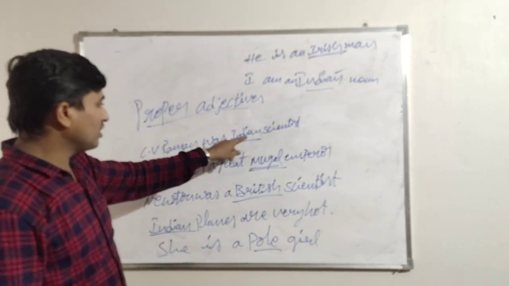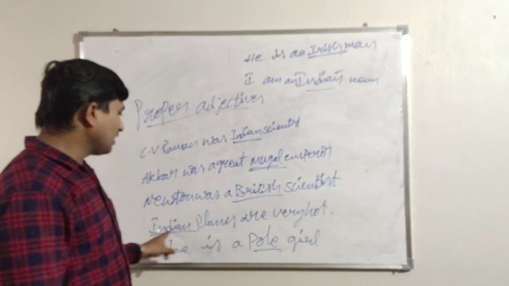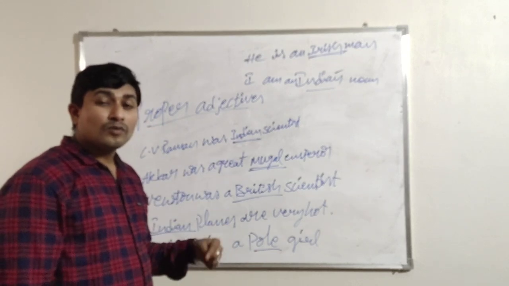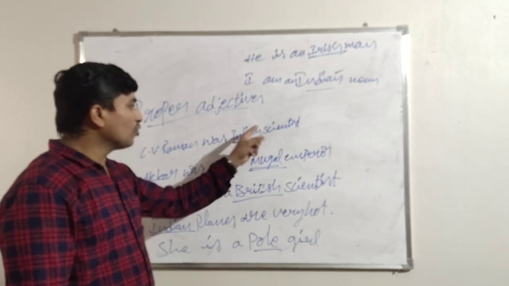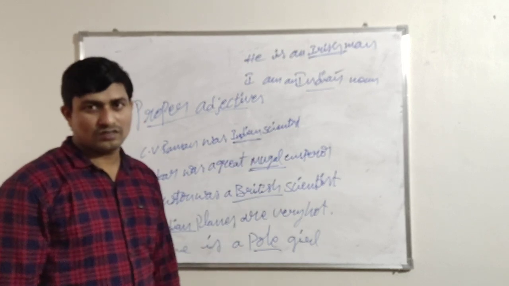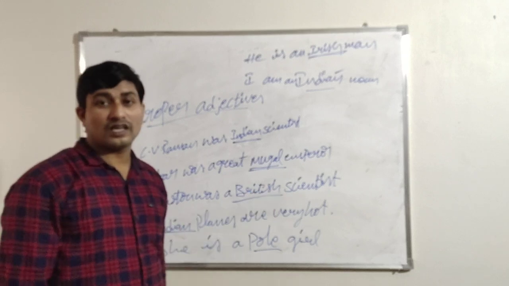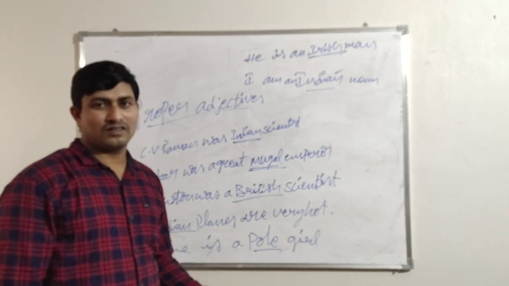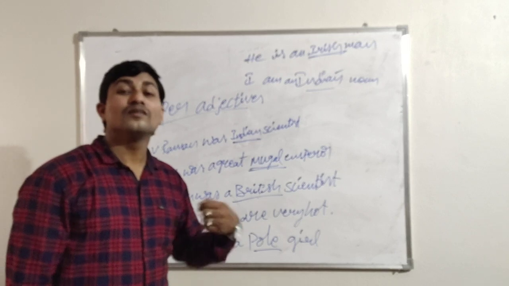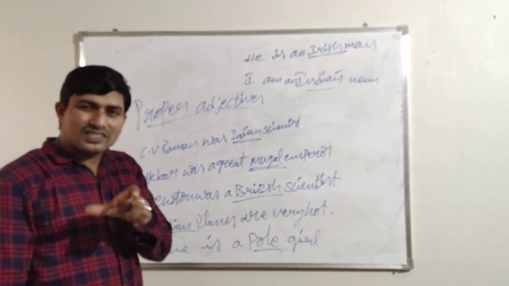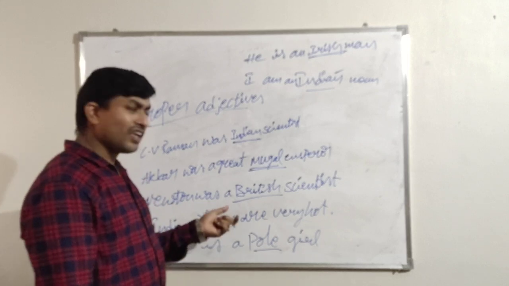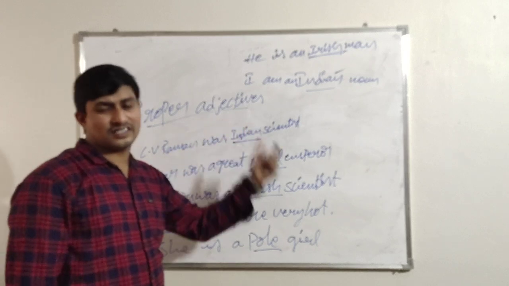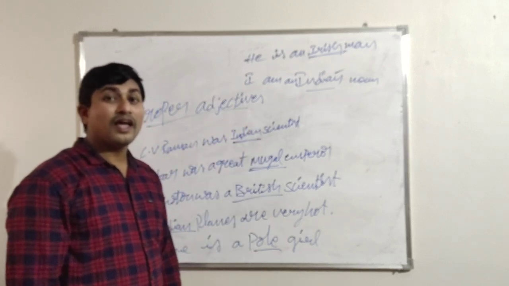So these are all actually nouns: Indian, Mughal, British, again Indian, Polish. But here they are known as adjectives because they are modifying the nouns. They are adding something to the noun's meaning. That's why adjective means added to. Okay, so this is about proper adjectives.